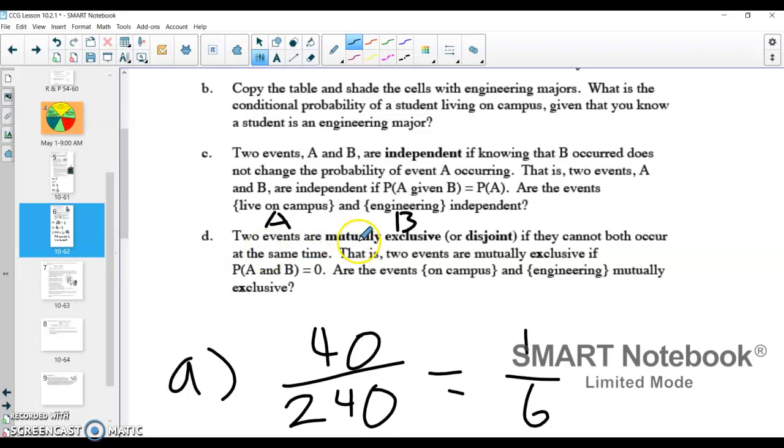All right. Now we've got to get into mutually exclusive. I'm looking at my time, I'm going to run out. So I will do part D and the last problem in the second video.